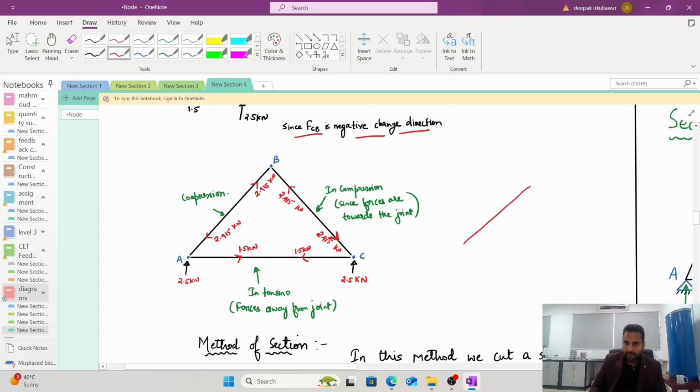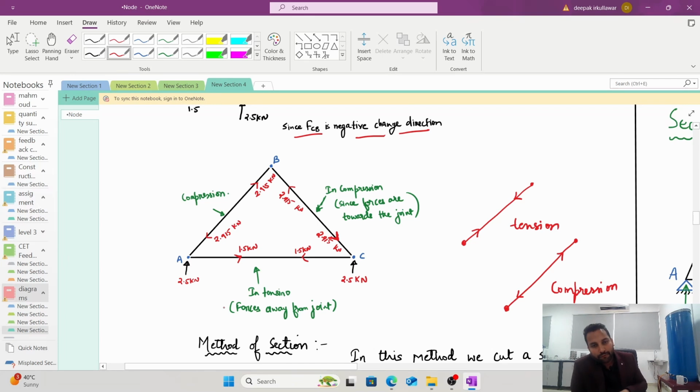Now, in your truss, if the forces are going away from the joint, they are known as tensile forces. If the forces are like this, the member is in tension. If the forces are towards the joint, this is compression. So in our case, the top two are in compression because the forces are going towards the joint, and the bottom member, which is AC, the forces are going away from the joint, hence it is in tension.